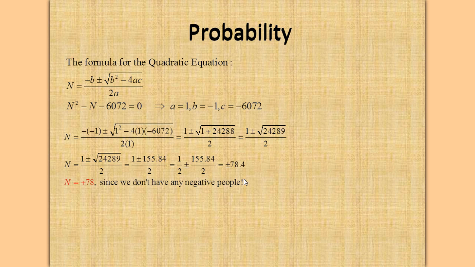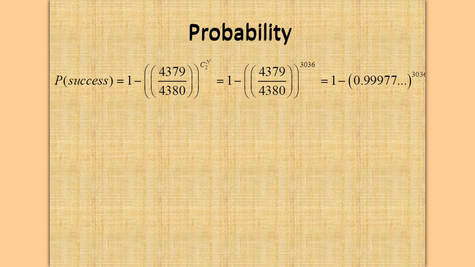Since we don't have negative numbers, we take the plus, n plus 78. Therefore, our probability of success is equal to 1 minus 4379 divided by 4380 raised to this power, and we know what that power is now, 3036. So we do our division, then raise it to the power of 3036, and we get our probability of success is 1 minus 0.499958, which is equal to 50%, as we said.